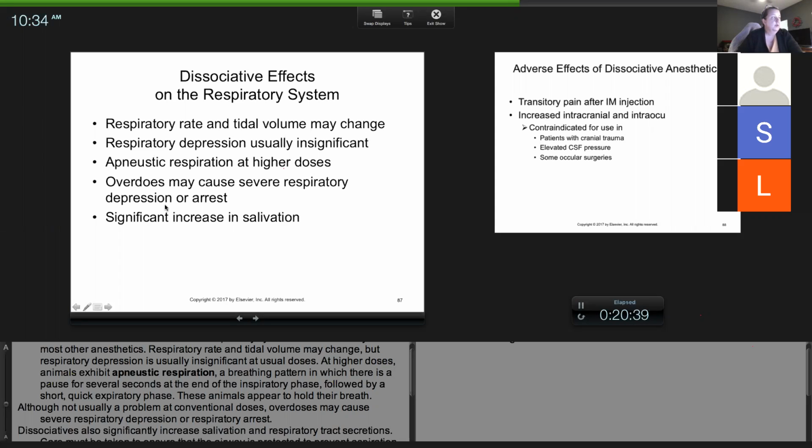You also have to, there is sometimes an increase in salivation. Now, again, whenever I see excess salivation, I think I want to give an anticholinergic. But as long as you get them intubated and make sure there's no excess saliva in the endotracheal tube, and as long as they're breathing normally, I would rather not give an anticholinergic because of the increase in heart rate. But you have to watch the saliva, especially when you intubate cats.